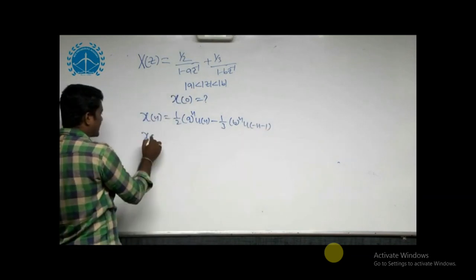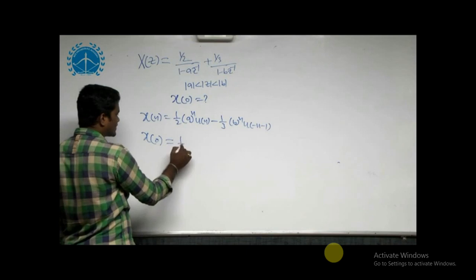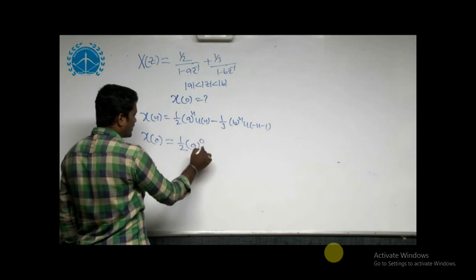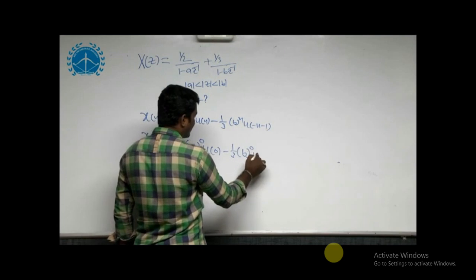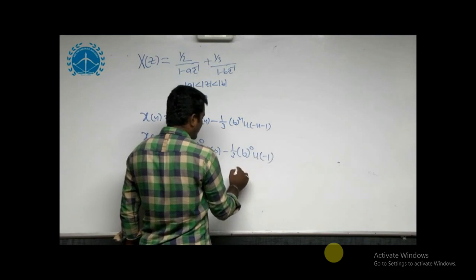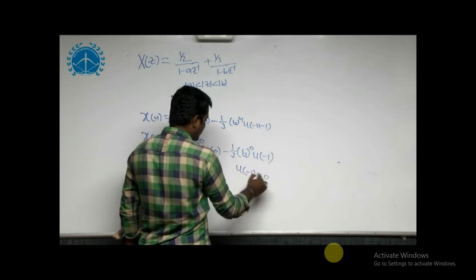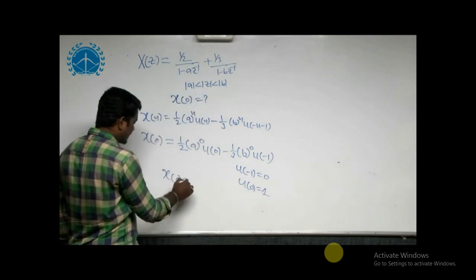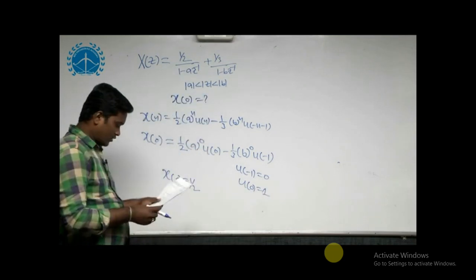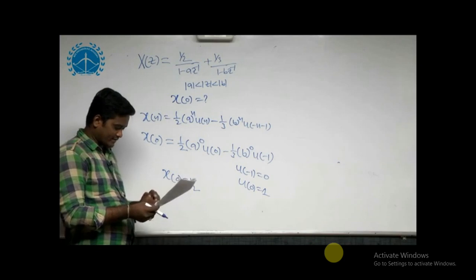Now substitute n equal to 0. x of 0 is equal to 1 by 2 a power 0 u of 0 minus 1 by 3 b power 0 u of minus 1. You know that u of minus 1 is 0 and u of 0 is 1. So finally you are going to get x of 0 is equal to 1 by 2. The answer is C.